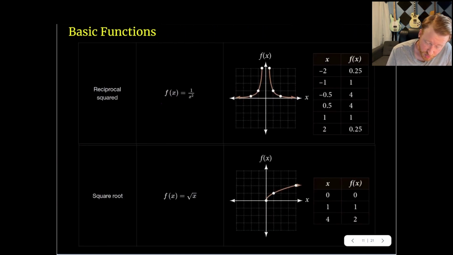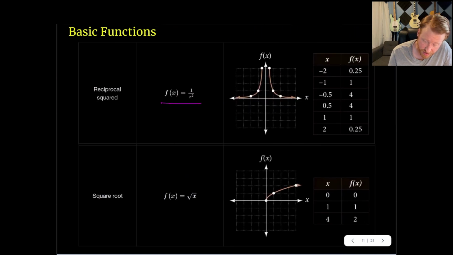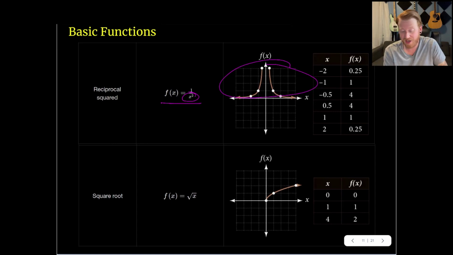We've got the reciprocal squared, which is very similar to the reciprocal, but we can see that everything is living in the positive world now. So we're allowed negative values, but once we square any negative value, it becomes positive. So now everything lives in the output value, the range, where all of the range is positive.